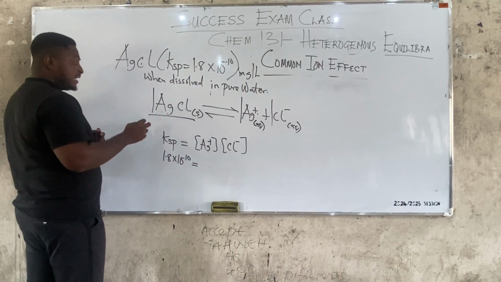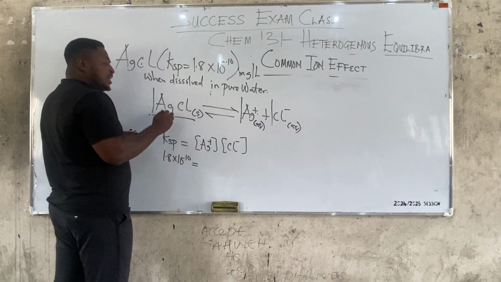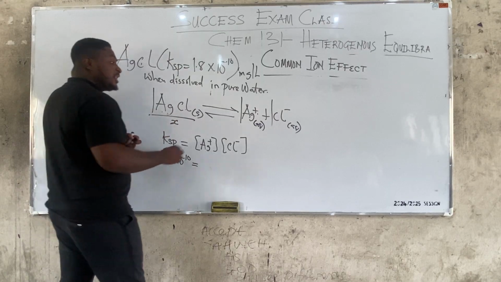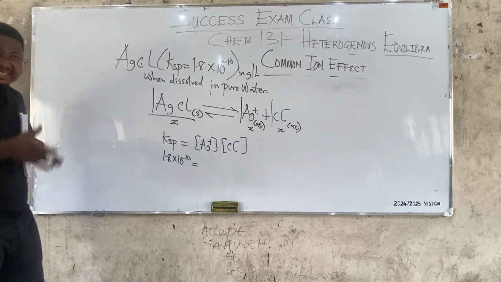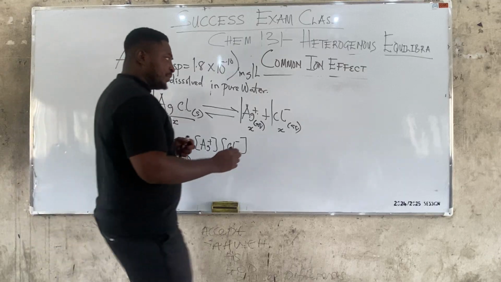Let me just tell you something now, class. Meaning that, using their stoichiometric coefficient, if the concentration of AgCl is X, the concentration of Ag plus must also be X, and Cl minus is also X. Because they have the same stoichiometric coefficient. Let me give you another example.